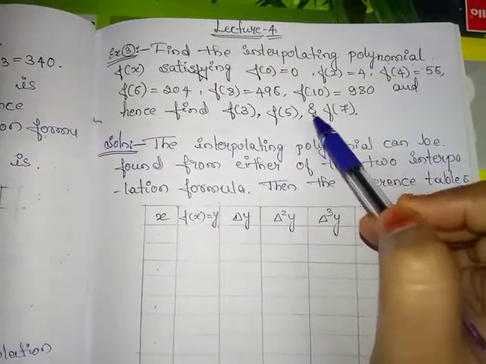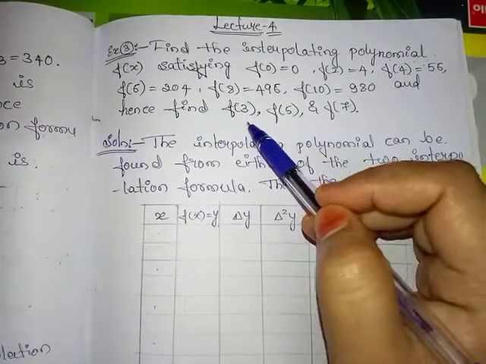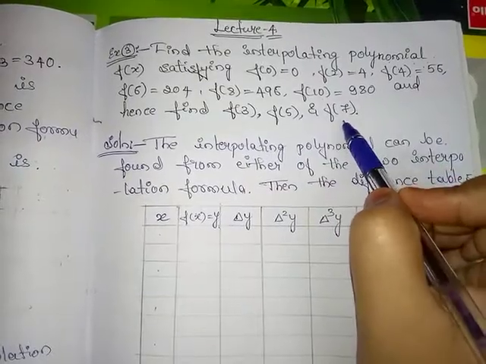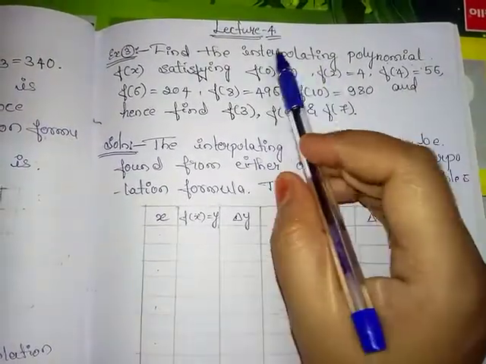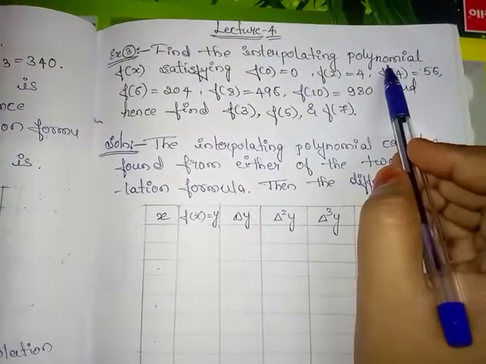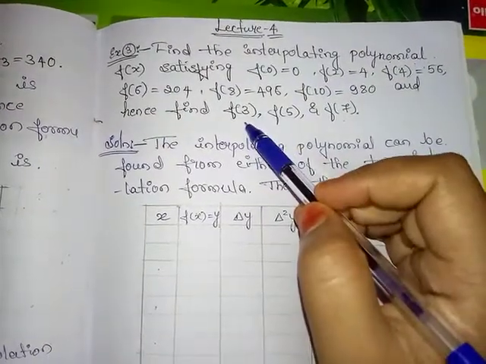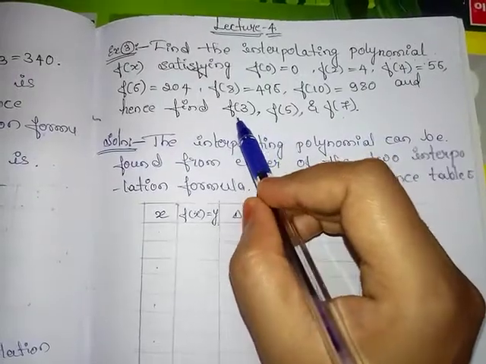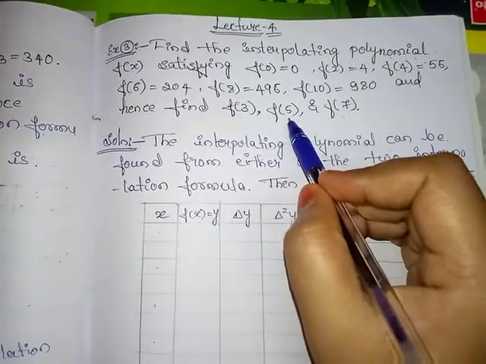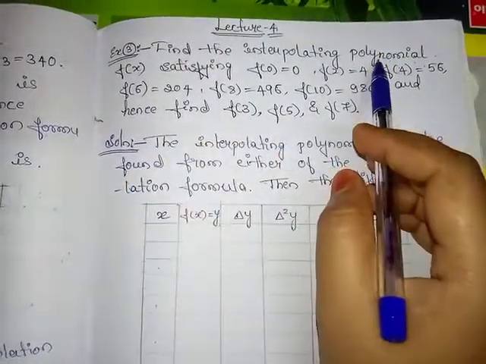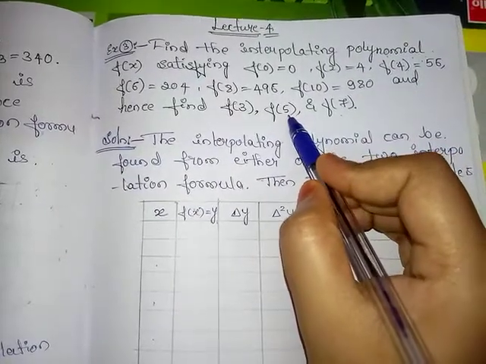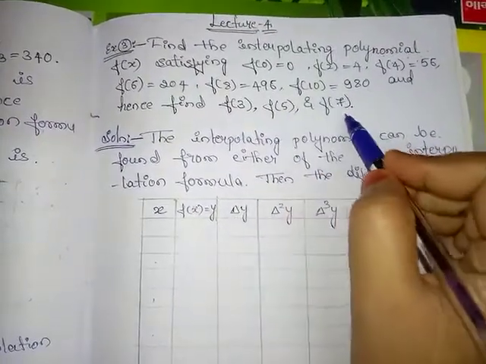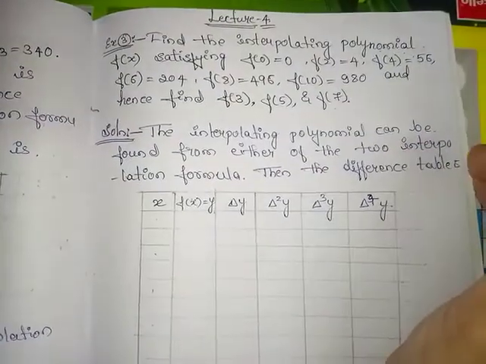Also we have to find f of 3, f of 5, f of 7. To find this, first we have to find the interpolating polynomial. Then wherever you have an x value in this polynomial, substitute 3, you will get f of 3, and substitute 5, you will get f of 5, and after that f of 7.